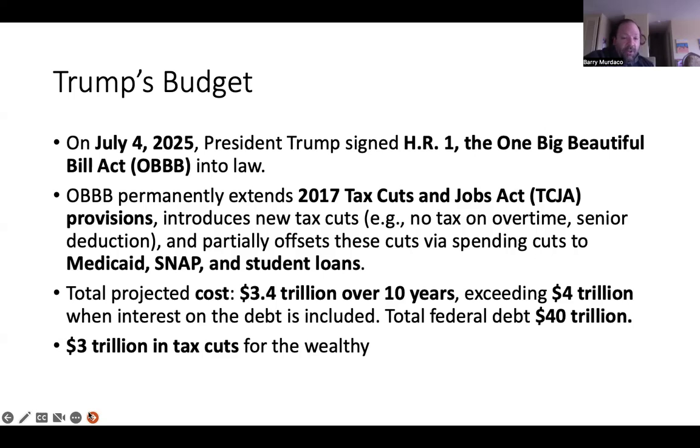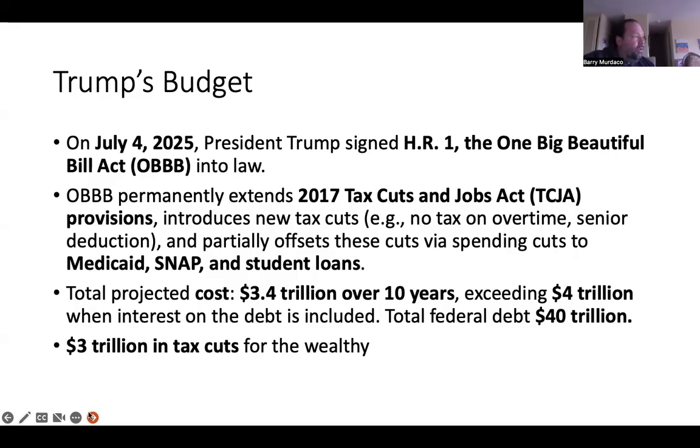Total projected cost: 3.4 trillion over 10 years, exceeding 4 trillion when interest on the debt is included. So this is how much it will basically grow the government debt, which is already hovering around $40 trillion, by the way. In 2008, it was around $5 trillion. So the government just piled on massive amounts of debt, basically through these types of bailouts and tax cuts.